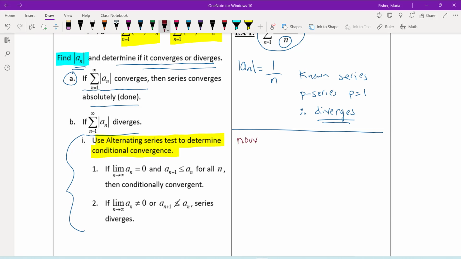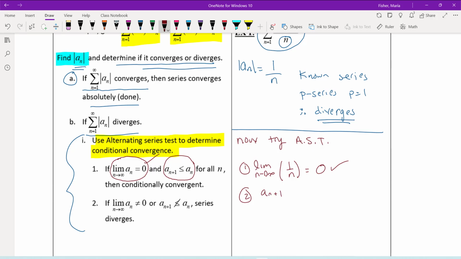Now we're going to try the alternating series test. To find out if your series converges by the alternating series test, the first thing you have to do is take the limit as n goes to infinity of a_n, and it has to equal 0. What's the limit as n goes to infinity of a_n, which is our 1 over n? Well, that's going to be 1 over infinity. That's 0. Perfect, that's what I needed. The second thing I need to show is that I'm decreasing, that a_(n+1) is less than or equal to a_n for all n.